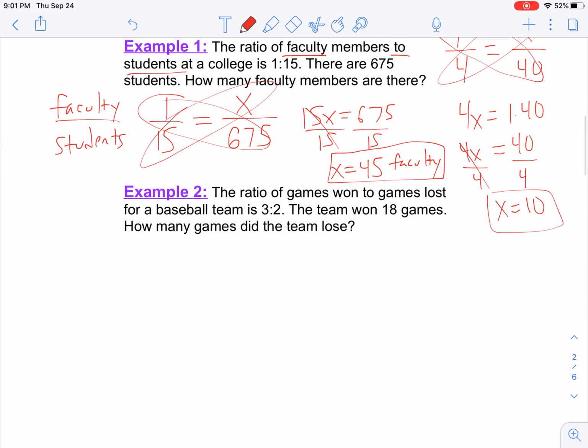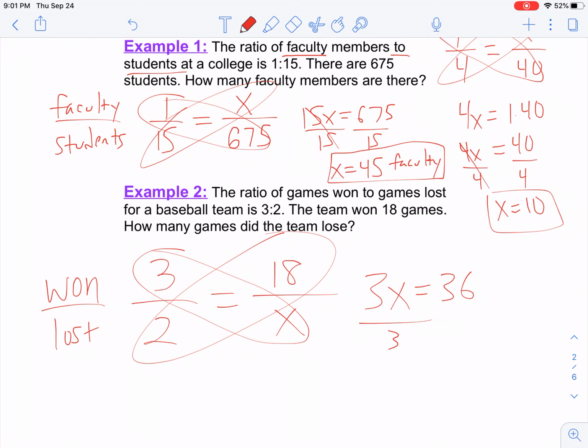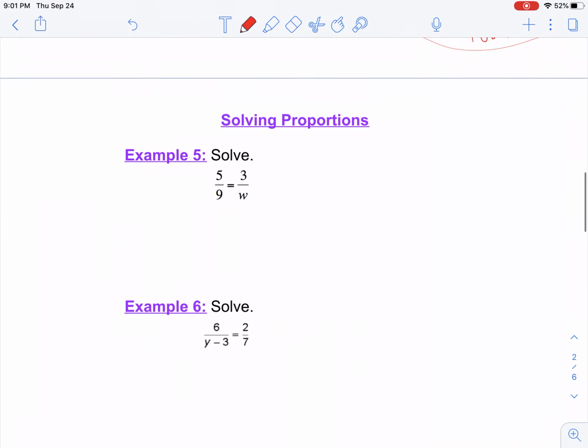The ratio of games won to games lost for a baseball team is 3 to 2. So won is in the top, lost is in the bottom. The team won 18 games, so that should go on the top, because the top row is the won row. How many games did the team lose? Well, that's the bottom, because the lost is in the bottom row. And then you would cross multiply and divide. So 3x equals 2 times 18, which is 36. Divide, x equals 12 games lost. That's how you do proportions.